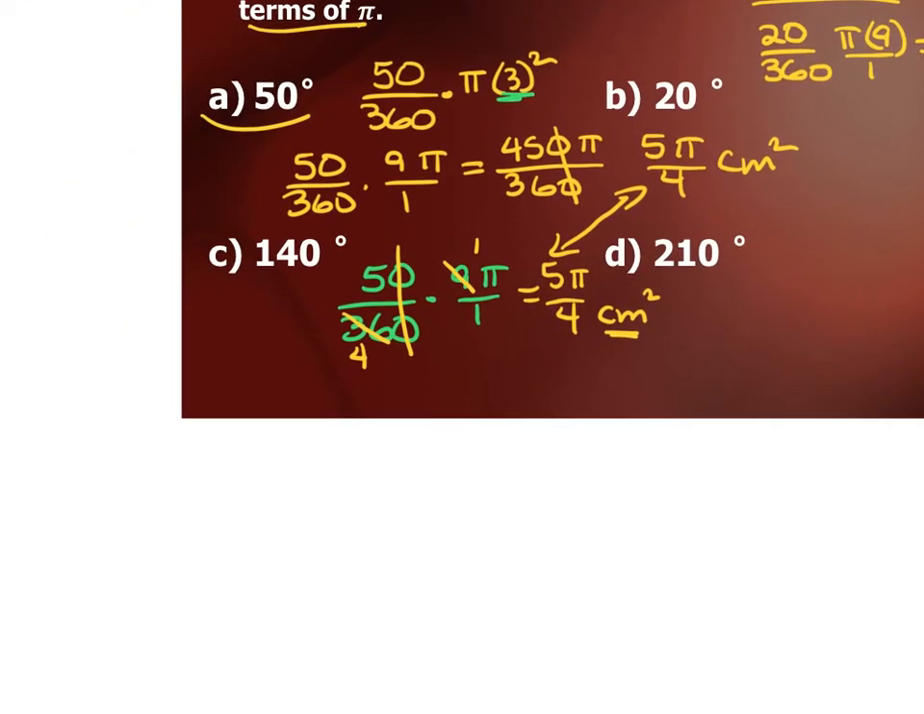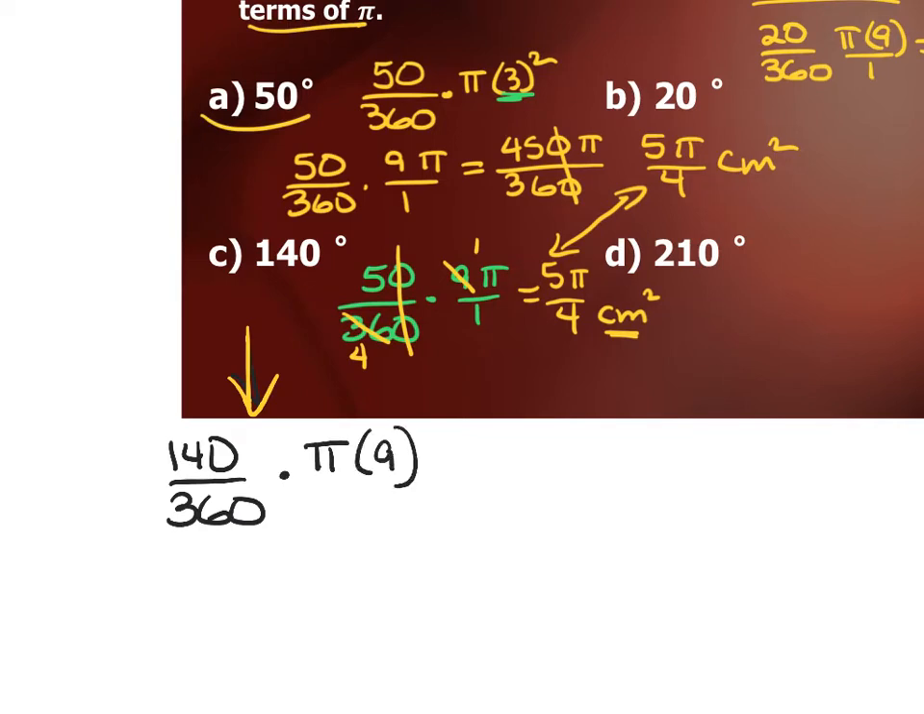So 140. I'm going to do it down here below because I've written in that area. All right, so again, 140 over 360 times pi r squared, which 3 squared is 9. Again, remember, this circle specifically had a radius of 3. The radius is going to change with each problem, just like the angle measure changes.